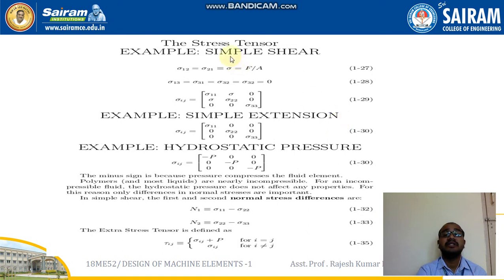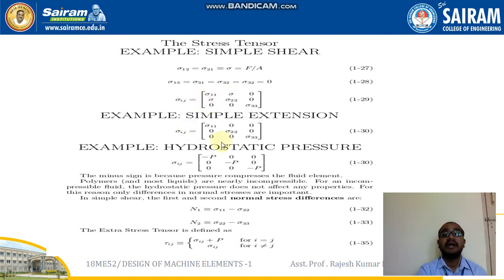First, let me take the simple shear, where sigma 12 is equal to sigma 21, which I can write as sigma, that is the stress, equal to load by area. Similarly, sigma 13 is equal to sigma 31, and sigma 23 is equal to sigma 32, and these are equal to 0. If I substitute these terms in the previous equation, I will be getting sigma ij with only the principal diagonal sigma 11, sigma 22 and sigma 33. The remaining places become 0, and you can see that the first row and first column values are symmetrical.